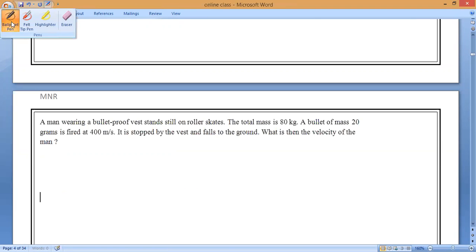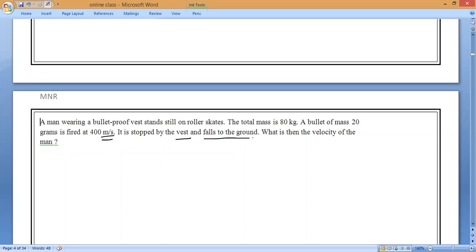What is the question? Try to read. A man wearing a bulletproof vest stands still on roller skates. The total mass is 80 kg. A bullet of mass 20 grams is fired at 400 meters per second. It is stopped by the vest and falls to the ground. What is the velocity of the man? Can anybody tell me how to solve this question? First, tell me the given data. Who will try to answer?